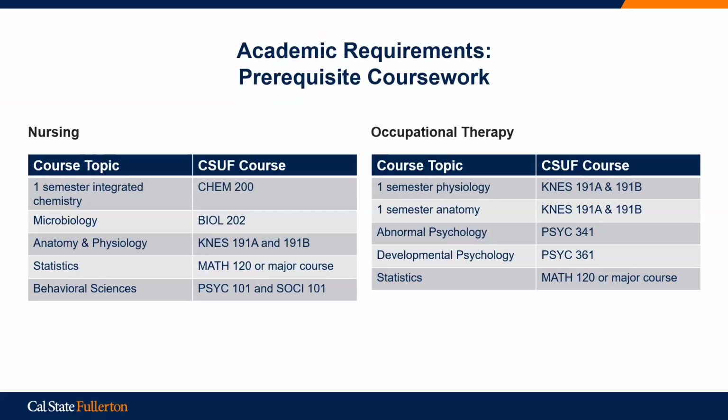And for occupational therapy, here again, we see the physiology and anatomy. I would recommend the lower division series for this. And here, just like with PT, we do see those upper division psych courses being required, but for OT, you need both abnormal and developmental. And again, the same goes for the statistics.